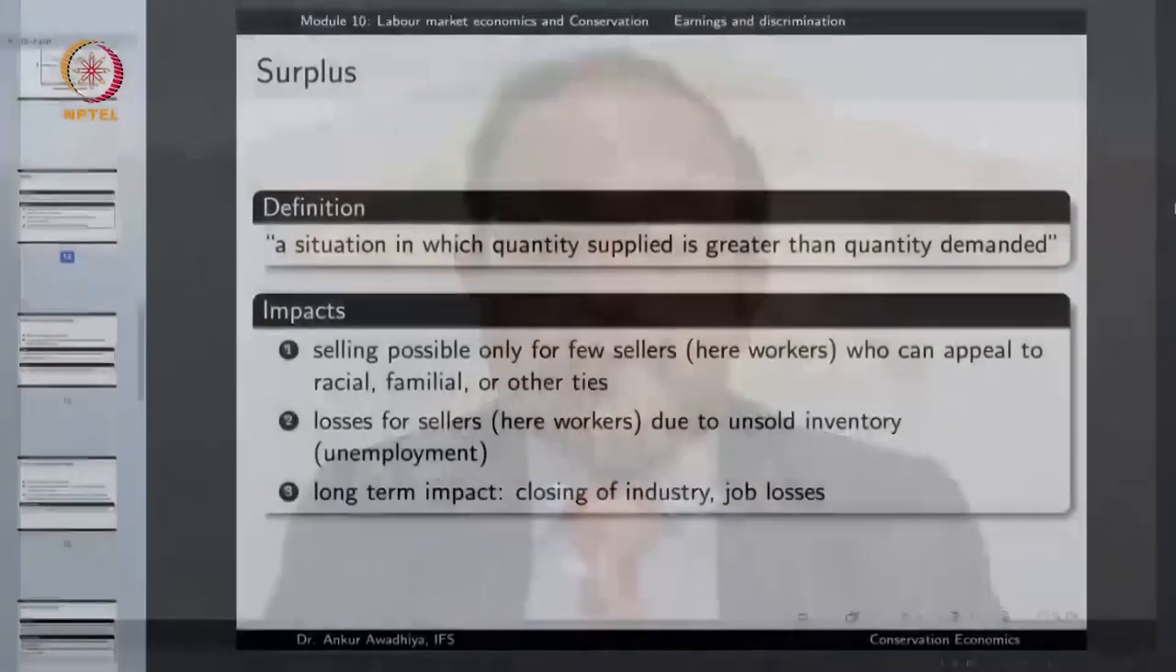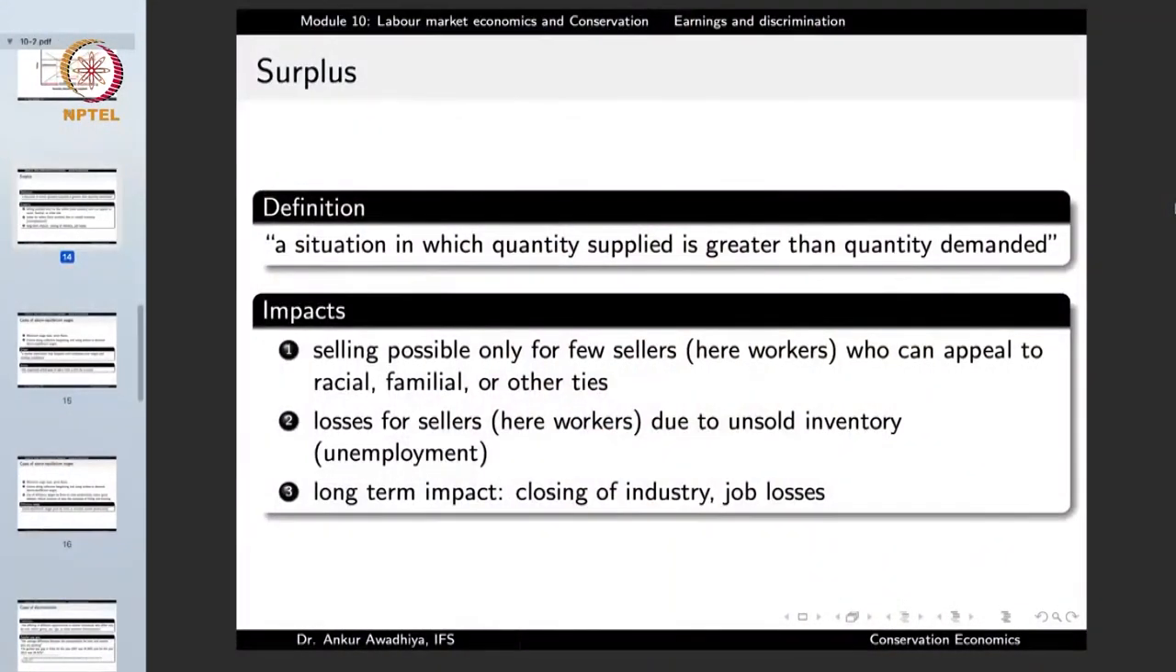Now, the neoclassical theory of distribution was saying that every person is getting paid according to the value of their marginal product of labor. But in the case of such government interventions, it is possible that two people who can put up the same value of marginal product of labor, one of them gets employed, the other one just does not get employed. So this is a modulation. It may result in losses to sellers due to unsold inventory. So in this case, the sellers are the workers because they are selling their labor.